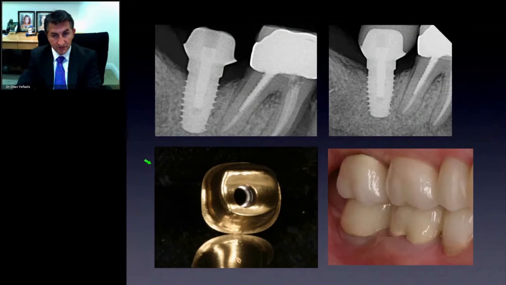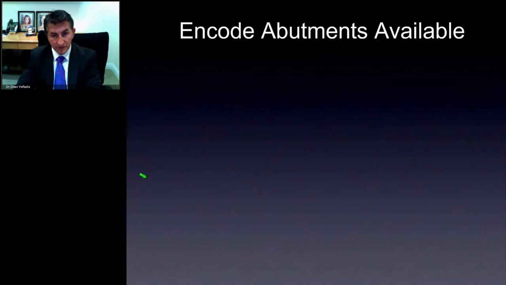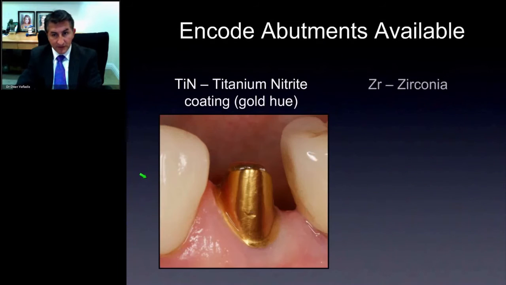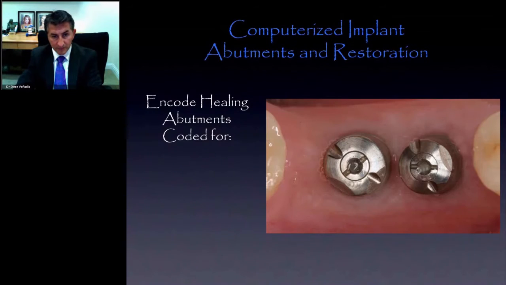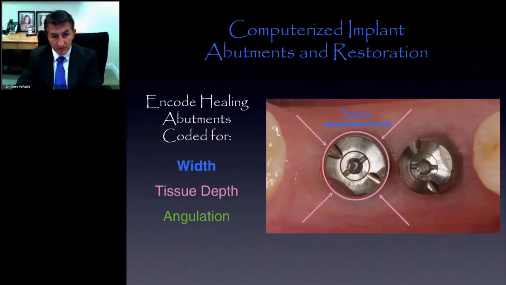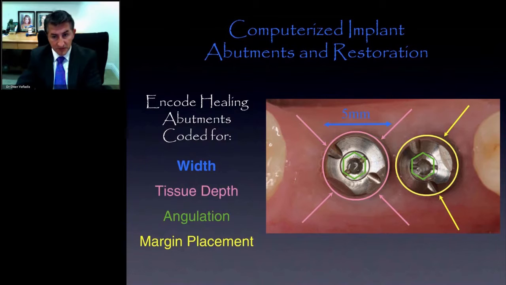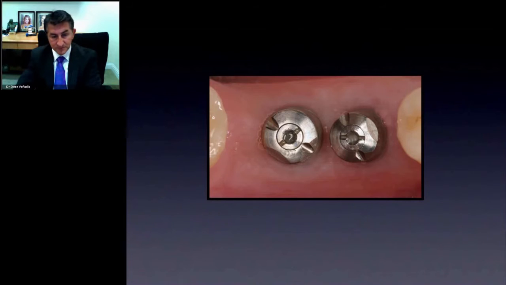So again, you see how it's supported in that restoration. Let's look at the coated abutments. They're available in titanium nitride coating, which has a gold hue, and zirconia. So here are the actual coated abutments. Those of you who have used them know the advantages. Those of you who haven't, let's just touch upon it. The width, it measures the tissue depth, it measures the angulation of placement, it measures the margin placement. So that's what all these codes do. All these codes give the information to the computer that dictates all these positions.